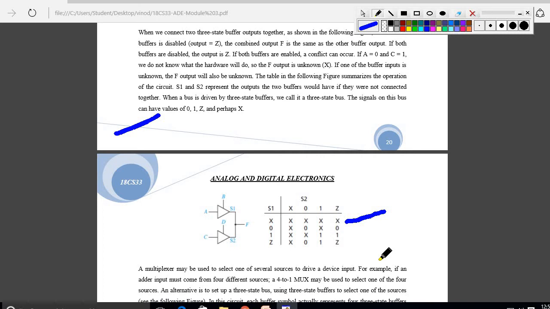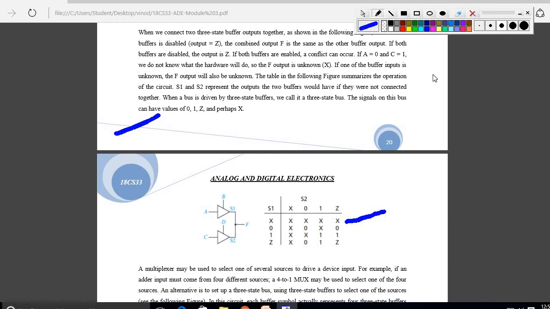If the outputs of both S1 and S2 are 0, then your F output should be 0, or if both S1 and S2 are 1, then your F is 1. In all the other cases it might be an X value or a Z value. Now it is clear.